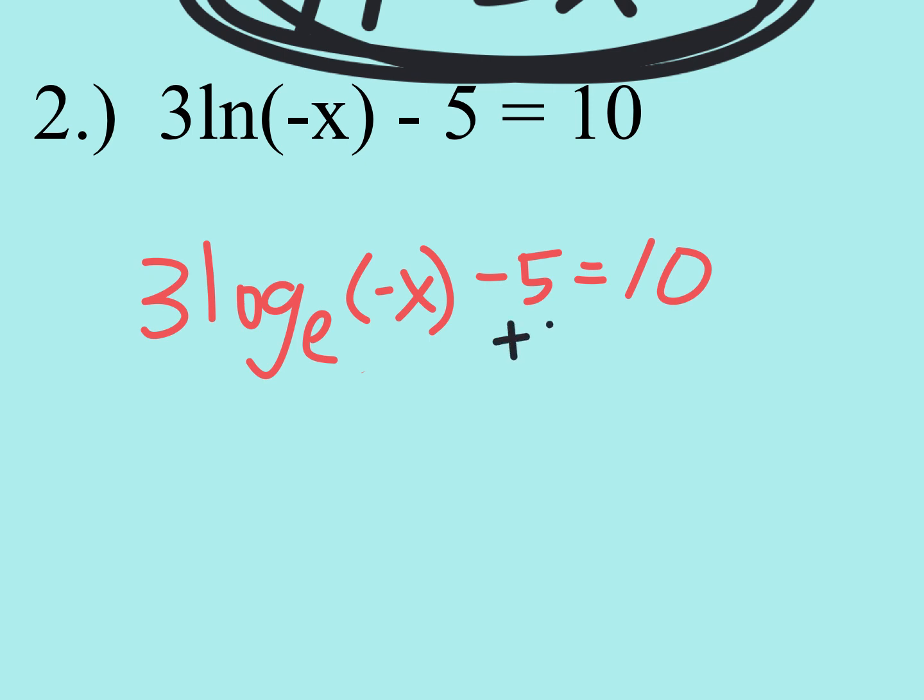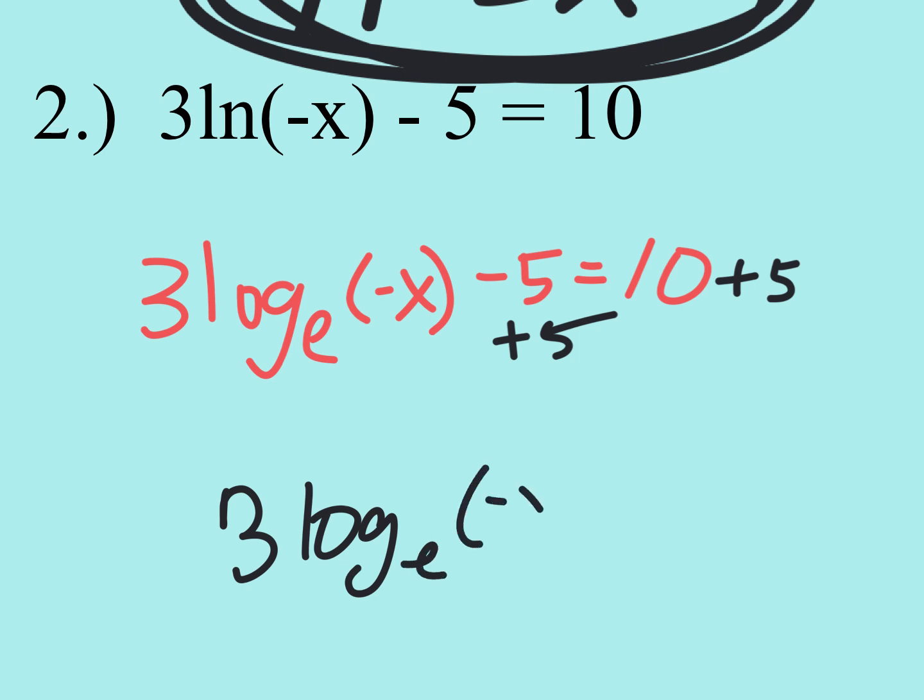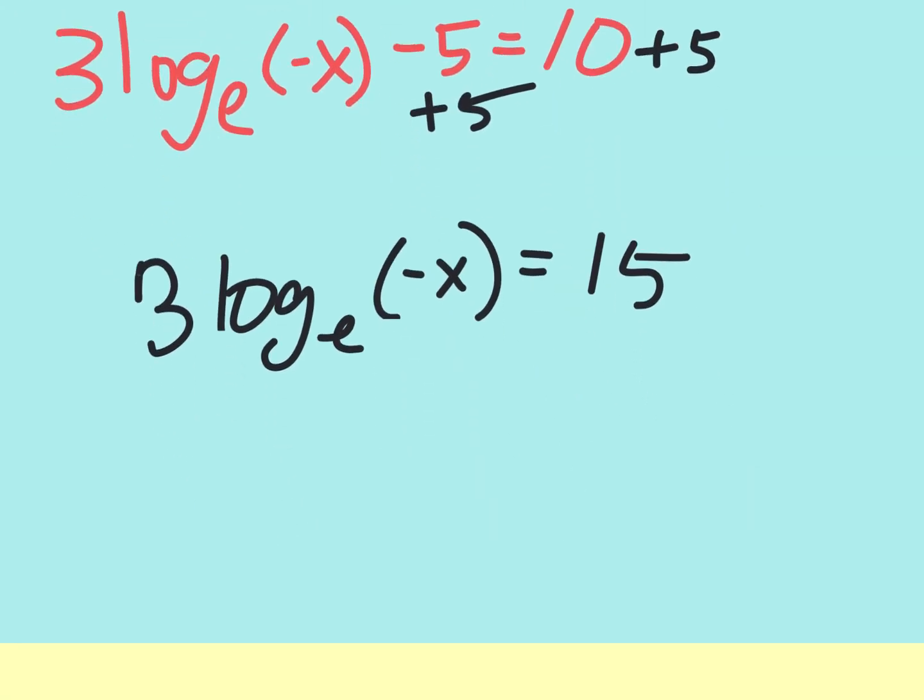Yes, you would. Because now, if we add 5 to both sides, then it's 3 log base e of negative x is equal to 15. Now I can rewrite it. Nope. You could divide it by 3.